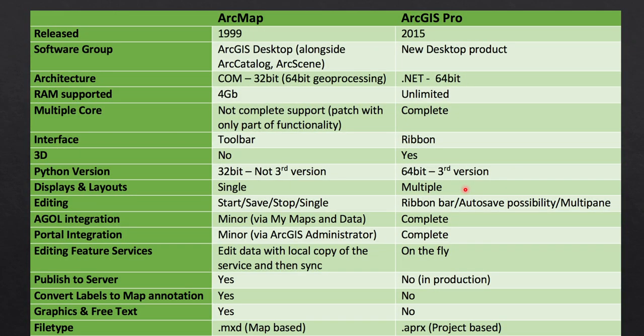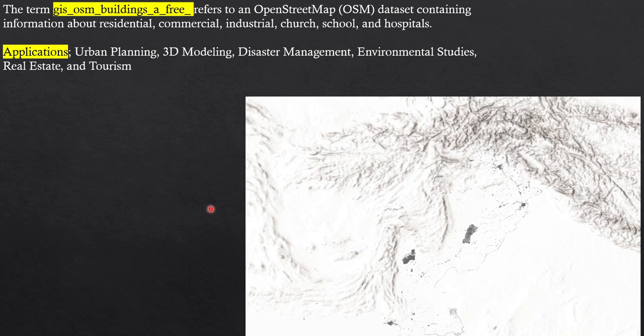So this is the difference between ArcGIS and ArcMap, their data and RAM support, and you can read it. So this is the difference between ArcMap and ArcGIS Pro. For example, in ArcGIS Pro, the same as in ArcMap, we use the buildings data, urban planning, 3D modeling, and disaster management applications.